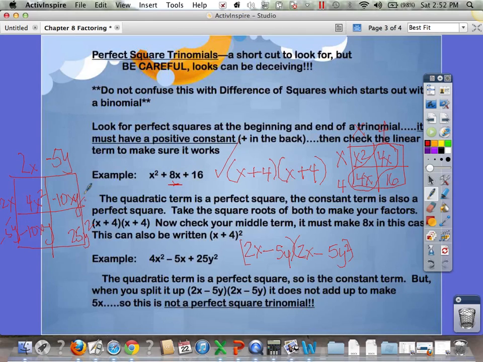Okay, look in the middle. That's a negative 10 and a negative 10. That makes a negative 20xy. What do we have to start with? Negative 5x. So this is not a perfect square trinomial. All right, so you would have to go about this one a different way to factor it. But it will not follow this pattern because it did not work in the middle. So you need to watch these.